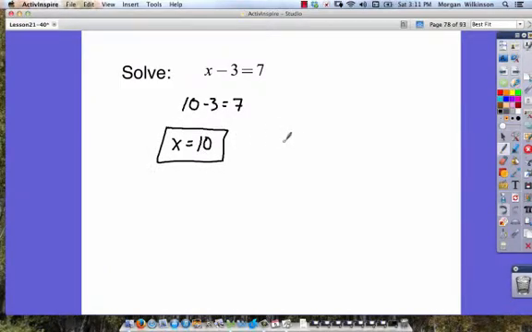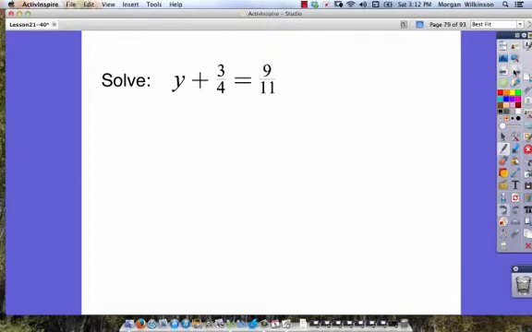Now again, the alternative method to solve that, the opposite or inverse of subtraction, is addition. So we could have said 7 plus 3, and that's 10, and that gives us the same answer as well. Again, pick the method you like better. Both times we get the correct answer. Let's look at our next problem.